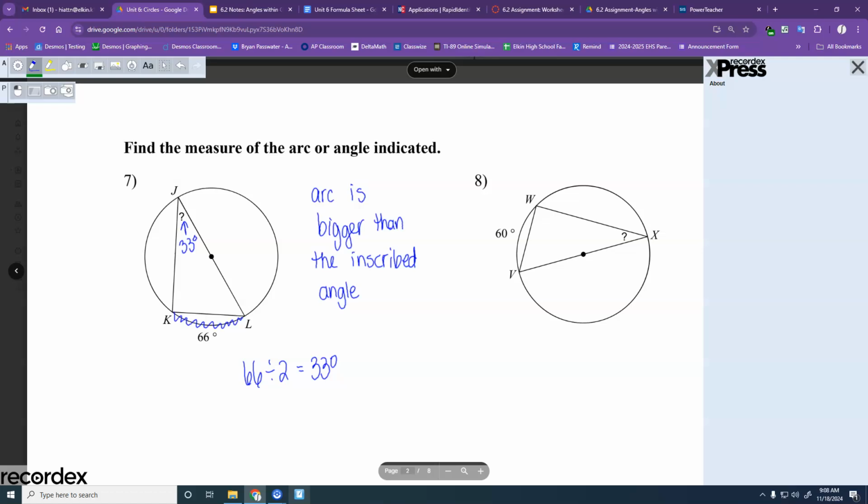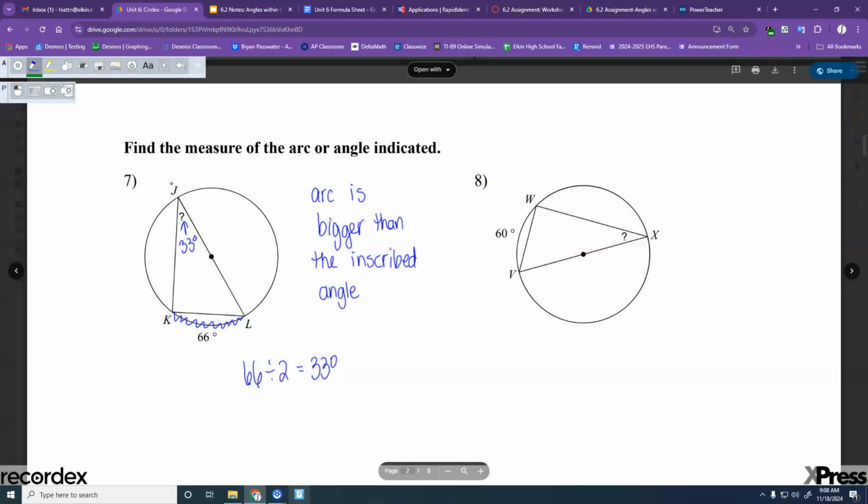How about number 8? What do we need to do on number 8? Same thing. They gave you the arc, not the angle. So you have to divide. 60 divided by 2 is going to be 30 degrees. Okay. Any questions on those? All right.